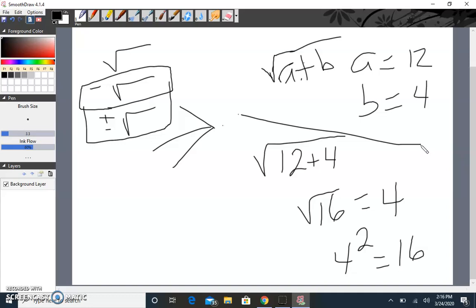You say, how do I check it? Well, go down to the bottom right here. 4 squared equals 16. That's your way of checking it. Does 16 equal what is in there? Square root of 16. That is correct. That's the basics of basics when it comes to working square roots and how these work out.